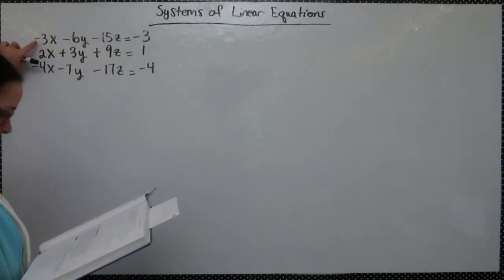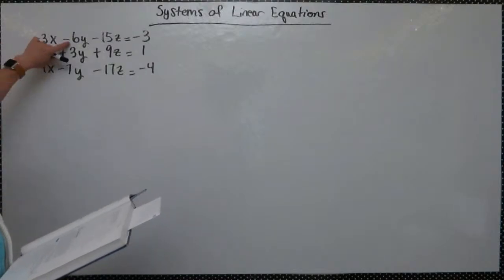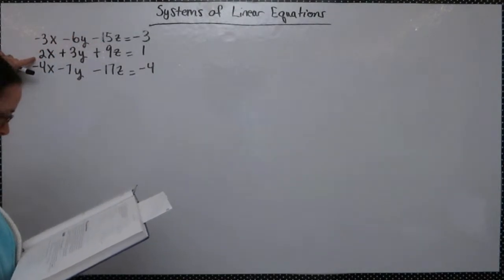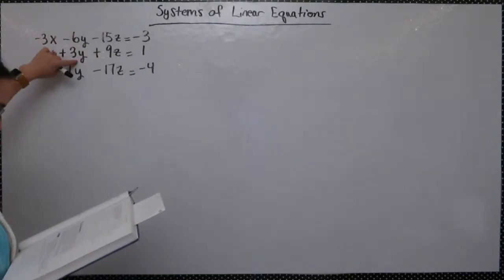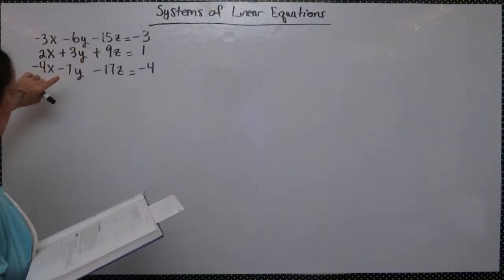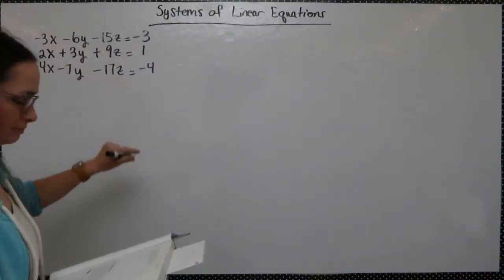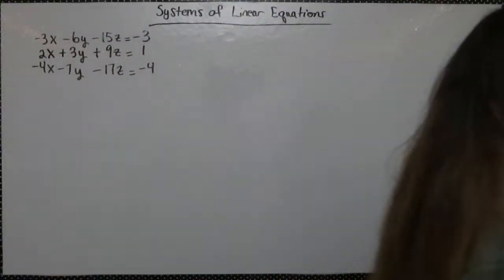So my coefficients, we have -3, -6, -15, 2, 3, 9, -4, -7, -17, and -4. All right.